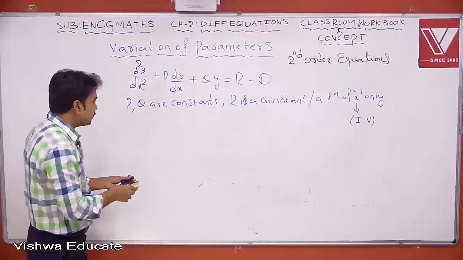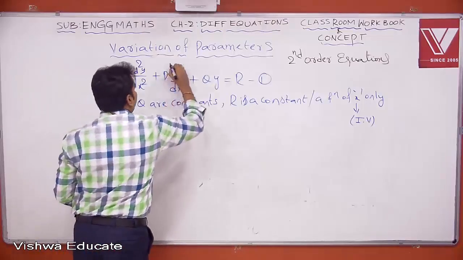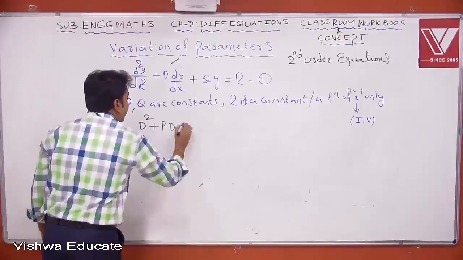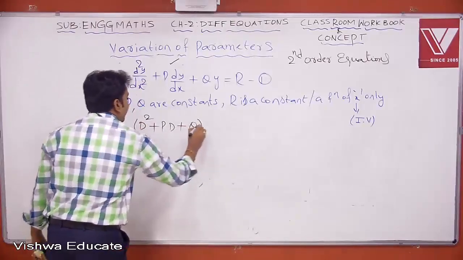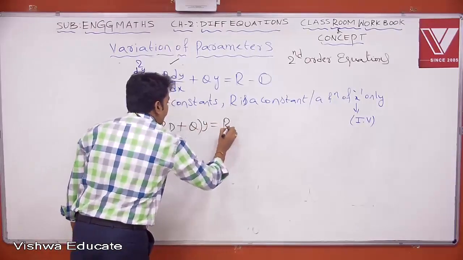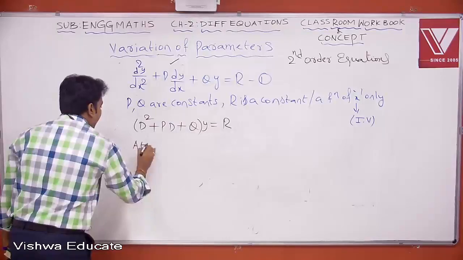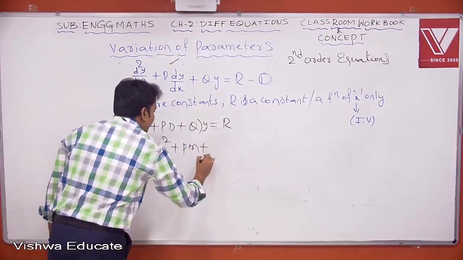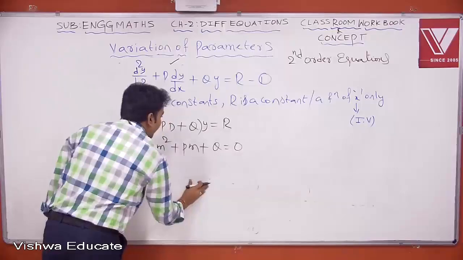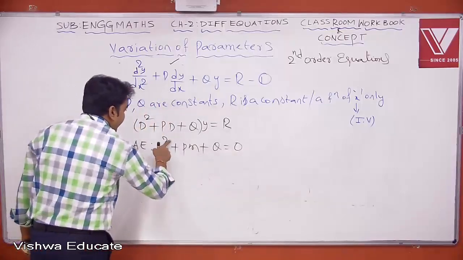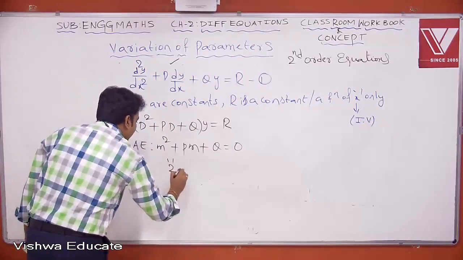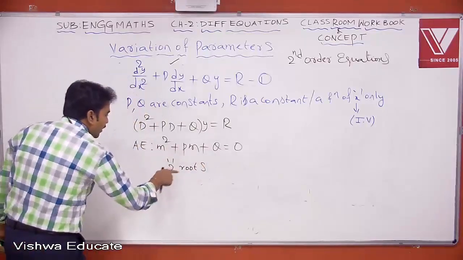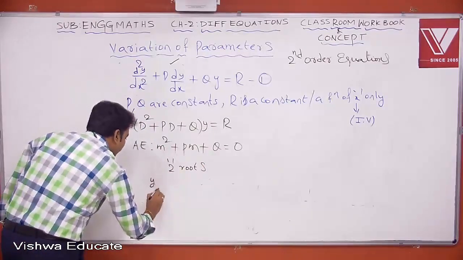Let us see. When you consider this in D form, this will be in the form (D square plus PD plus Q) of Y equal to R. So what is my auxiliary equation? The auxiliary equation is M square plus PM plus Q equals 0. Therefore, it is a second degree equation. We will get exactly two roots. Based on the nature of these two roots, I can get the YC value.